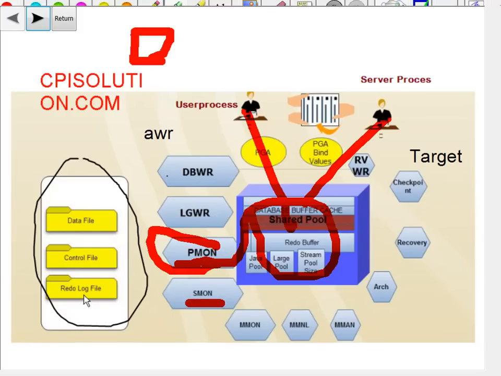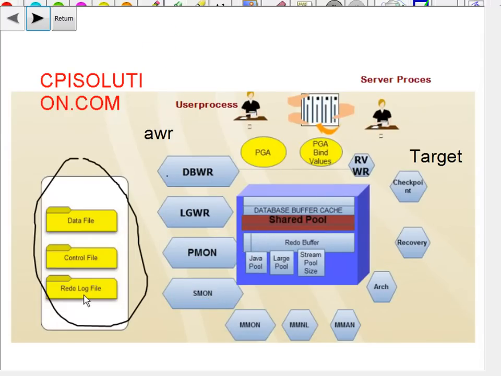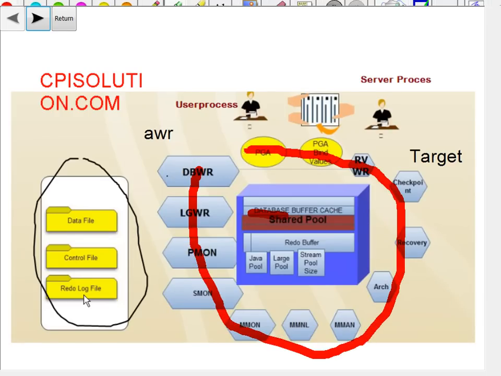SMON is called the system monitor, and what it does is, suppose there's a crash and when you restart the database to do instance recovery, SMON is responsible for that. SMON is responsible to see that all the database processes are running smoothly, and that the contents of the buffer cache are moved to the data file. When you restart the database, it is responsible for instance recovery.